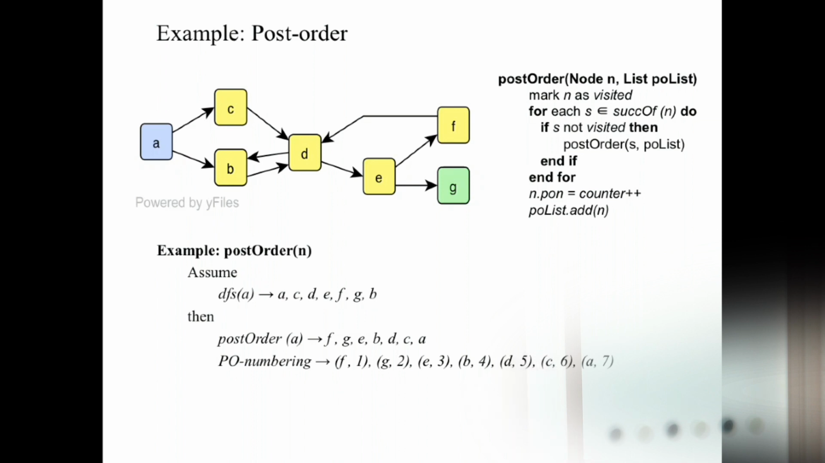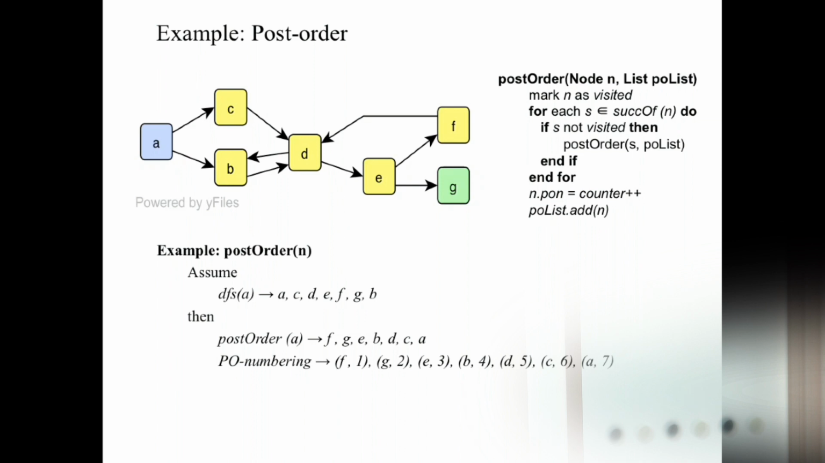In this case, the counter was initially 0. Now the counter will be incremented. And what is N over here? F. The post order number for F will become 1. So it means I visited F first. Then in the PO list I add N, which is F, and the post order numbering of F gets 1 from this part. I can explain this again, but it's not very complex.